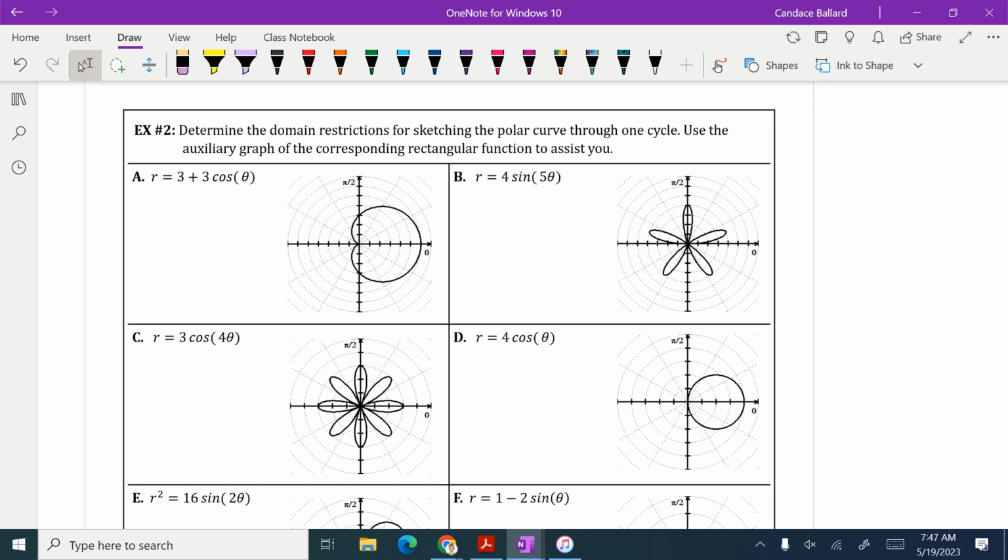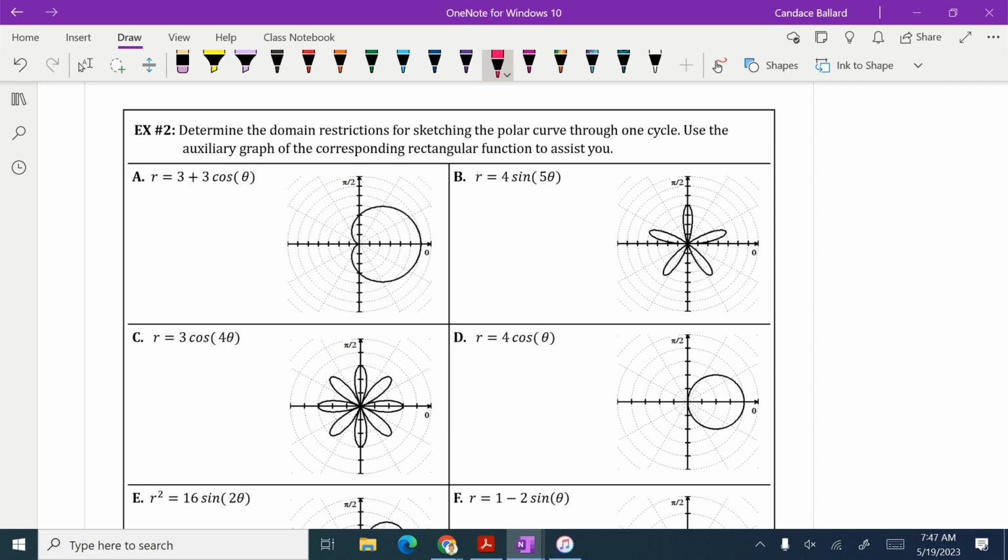Okay. So we're supposed to determine the domain restrictions for sketching the polar curve through one cycle, meaning it only goes around once. We know because of polar and the unit circle, we can keep going around it an infinite number of times, because it just adds another period to it. But we're going to use the auxiliary graph of the corresponding function to assist you if you want. We're going to find zeros and use Desmos to help us see where that cuts off.